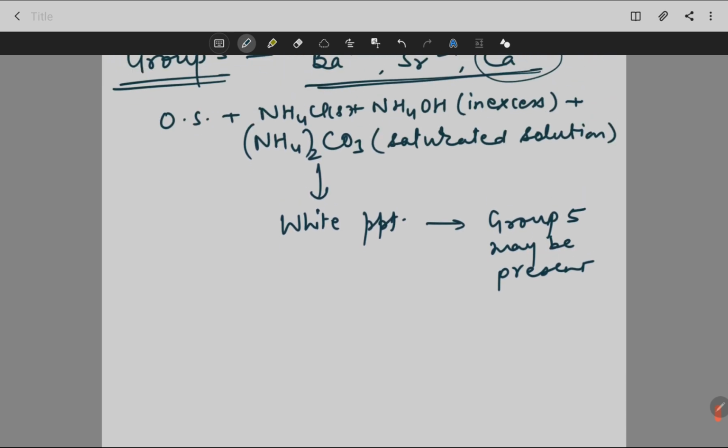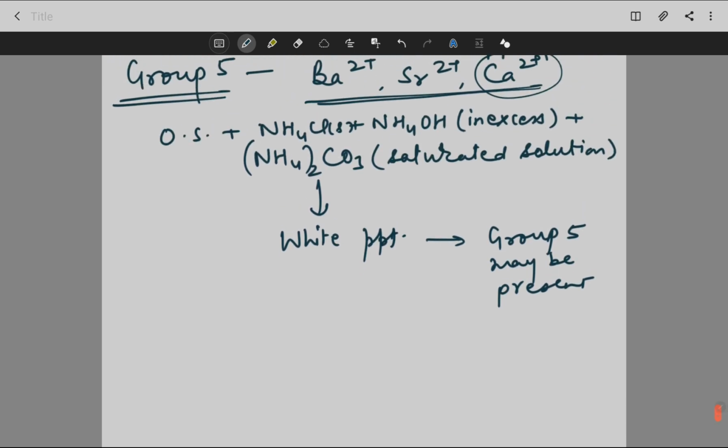Now here we should understand the chemistry behind it. What is happening here is that we took ammonium chloride, ammonium hydroxide and ammonium carbonate. So what is the group reagent for group 5? The group reagent for group 5 is ammonium carbonate in presence of ammonium chloride and ammonium hydroxide.